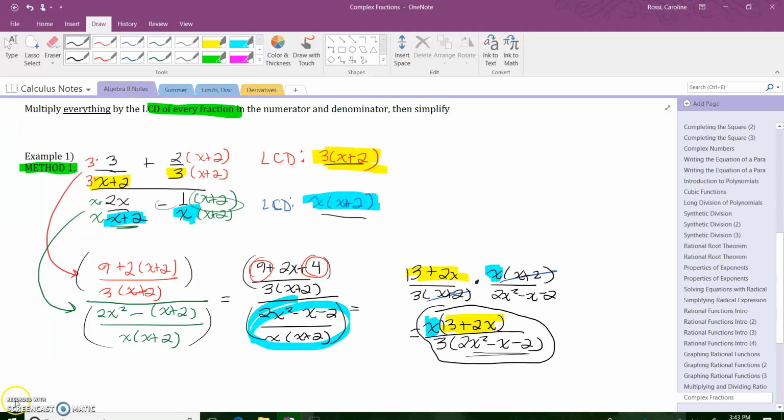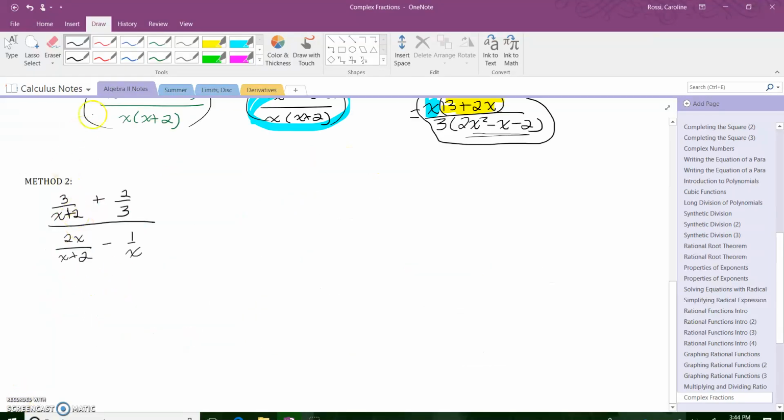So make sure you have method 1 written down, and I'm going to put method 2 below it, and you can compare them. In method 2, I'm going to look at all 4 of my denominators at the same time. I'm not pretending that part of the fraction doesn't exist. Everything is there, and I want the LCD of all 4 denominators here.